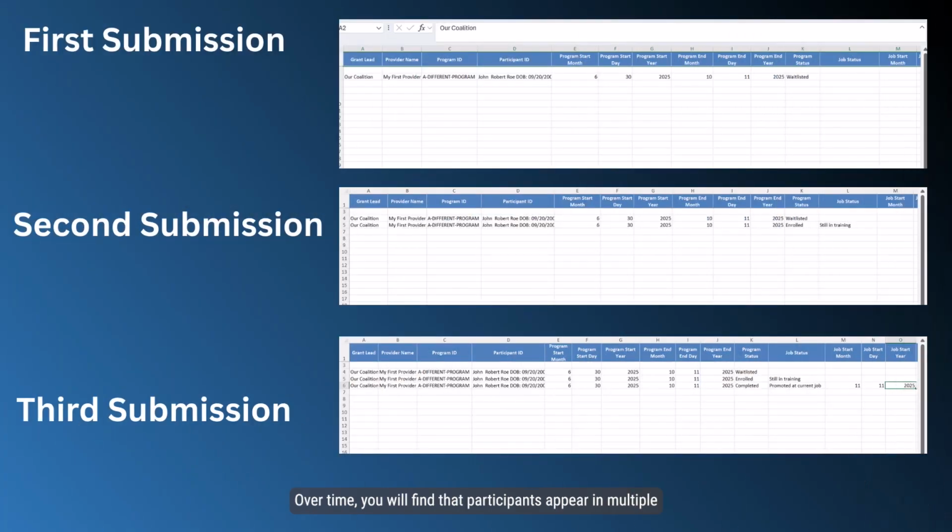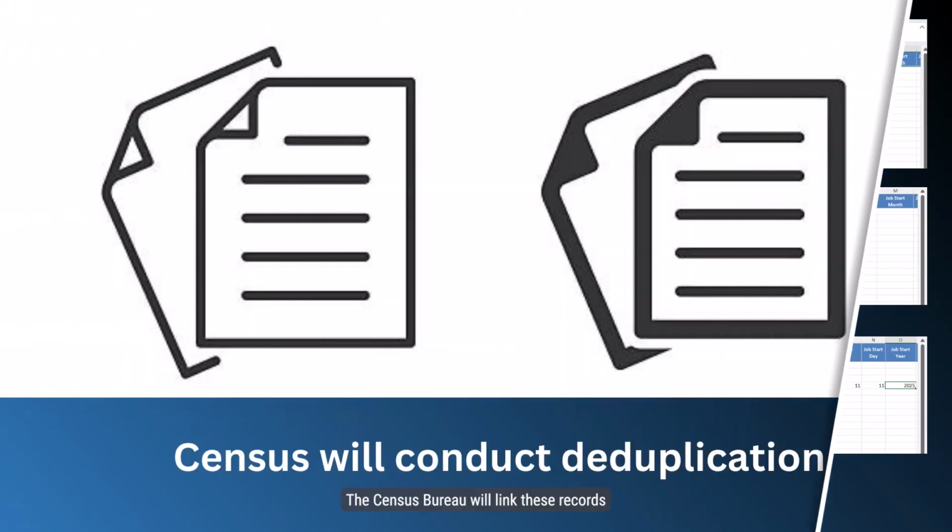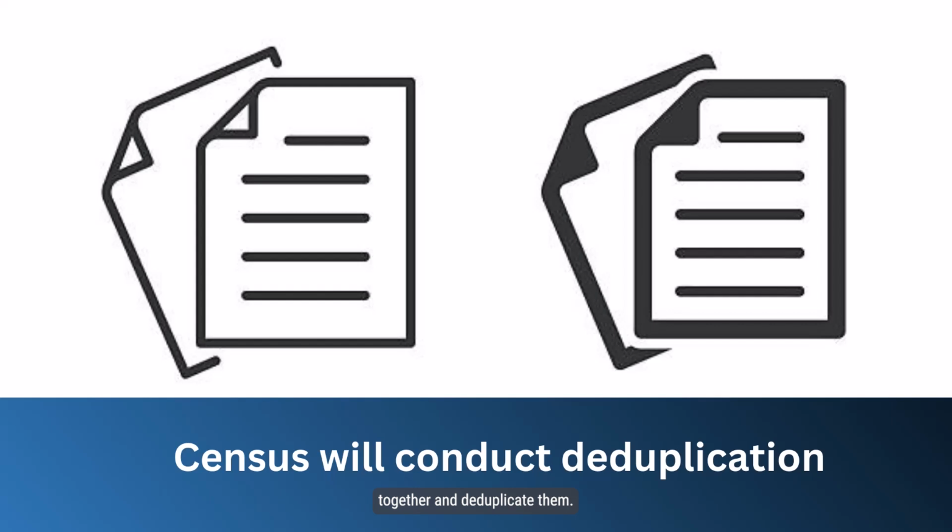Over time, you will find that participants appear in multiple completed spreadsheets as they progress through your programs. The Census Bureau will link these records together and deduplicate them.